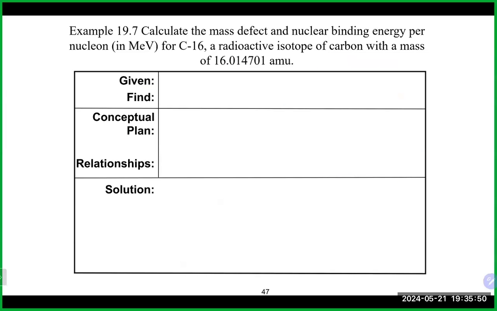So why don't you try this one? Calculate the mass defect and the nuclear binding energy in mega electron volts. And why don't we do joules as well? Why don't we do them both? For carbon 16, a radioactive isotope of carbon with a mass of 16.01470. Carbon is number 6 on the periodic table in case we forget. Proton mass again is 1.007825 AMU, and neutron is 1.008665.